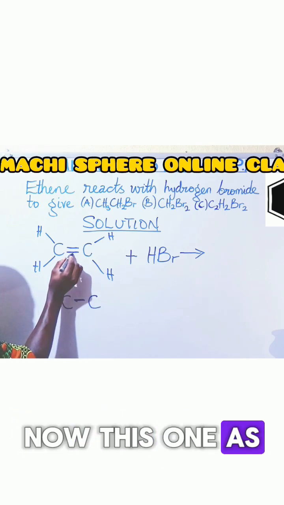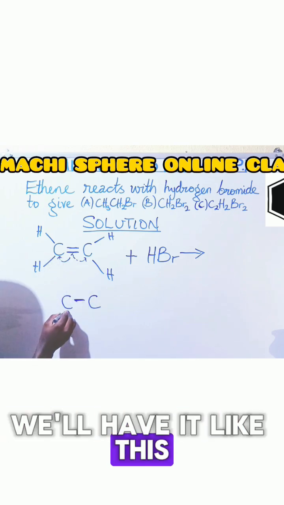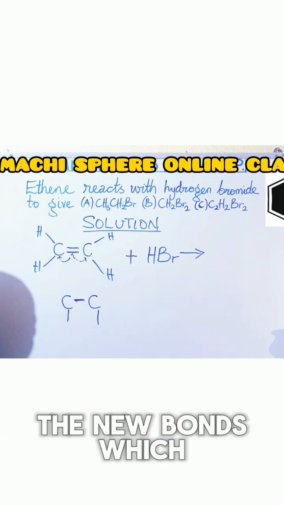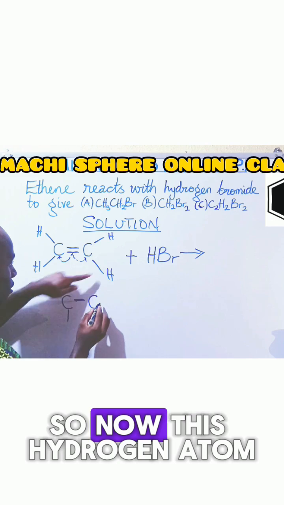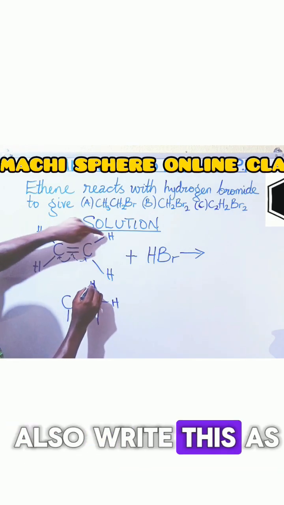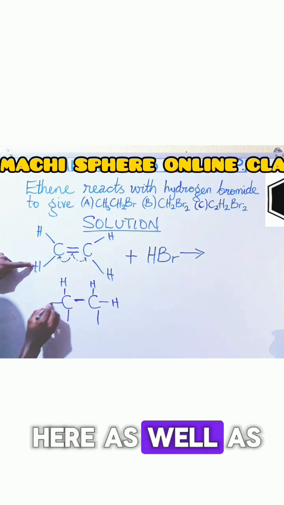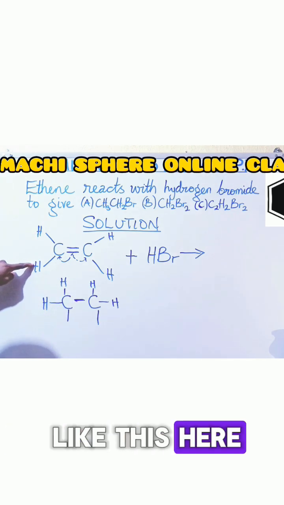Now this one, as it will be broken down, we'll have it like this, and then look at the new bonds, which are the two new sigma bonds. So now this hydrogen atom, look at it here, rewritten, and then I'll also write this, as well as for this carbon, this hydrogen atom, I'm writing it here, as well as this one is written like this here.